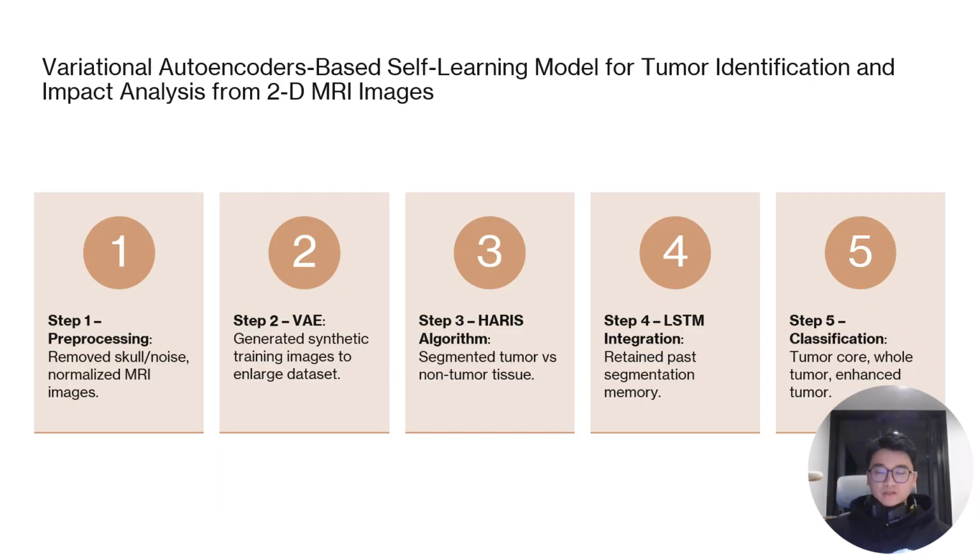In this paper, the implementation followed the planned pipeline. They first cleaned the MRI scans from the dataset, and then they used a VAE to generate extra training images. The Harris algorithm segmented tumor regions, and the LSTM helped improve classification by remembering the previous patterns. Finally, they classified the tumor types to analyze the progressions.